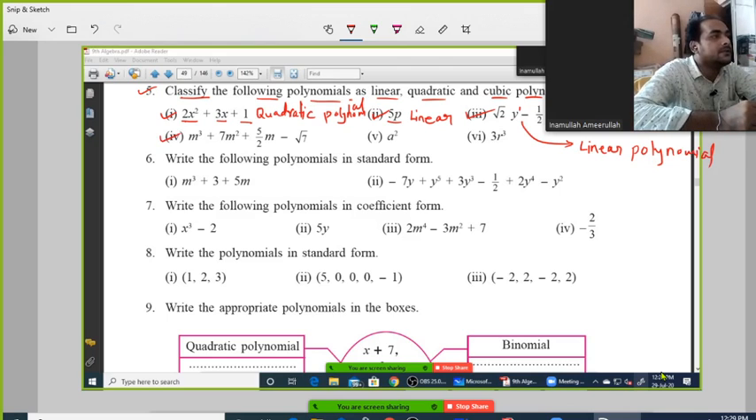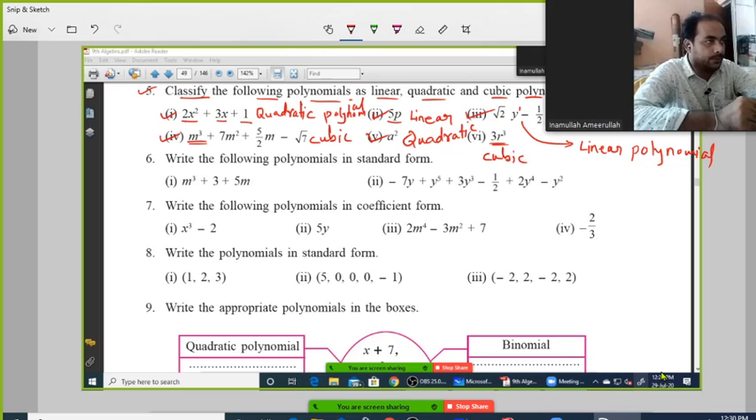This is your fourth polynomial where the highest degree is 3. So this is called a cubic polynomial. This is a quadratic polynomial. And this is again a cubic polynomial.